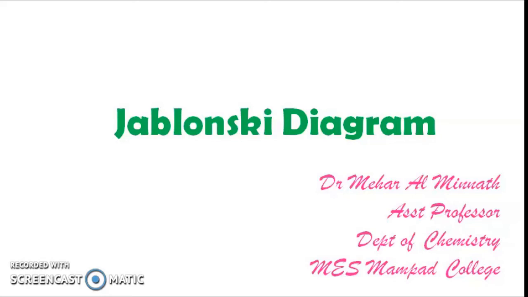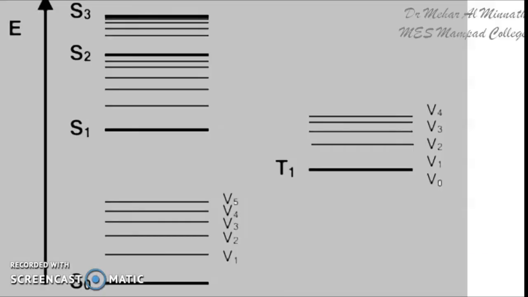In my last video, I had introduced the Jablonski diagram to you. As you know, the Jablonski diagram is a diagrammatic representation of the energy transformations that happen when a molecule absorbs light radiation. Now, to discuss more on the Jablonski diagram, how we represent the energy transitions, etc., let us see how the energy levels are depicted.